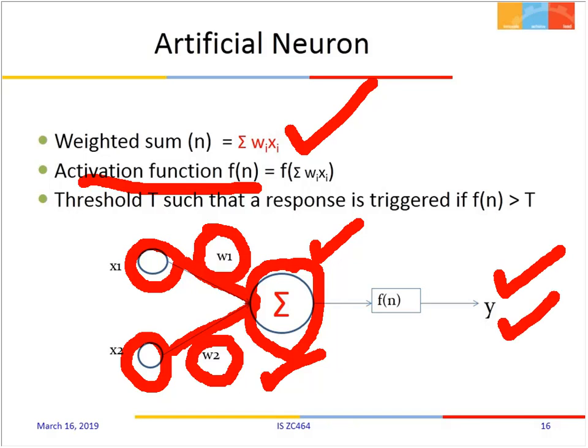So basically, if we talk about binary classification, in which y can take either 0 or 1, then the function f would be taking a decision to report y as 1 if the weighted sum's response is larger than t. We call such kinds of functions step functions.